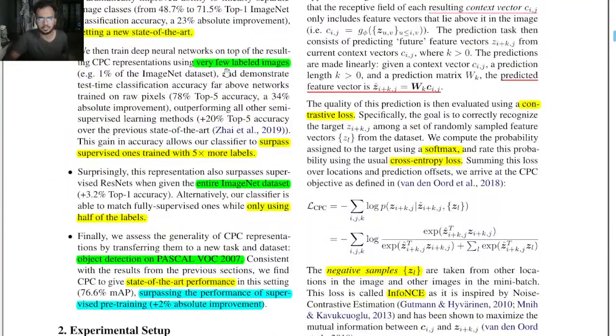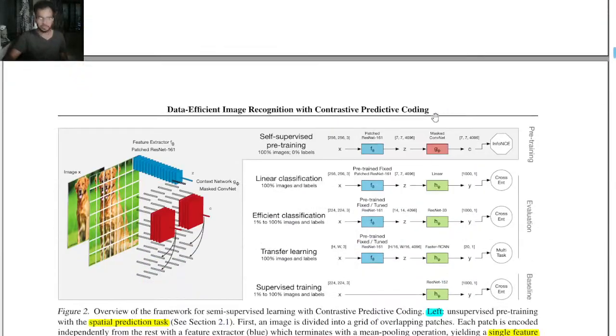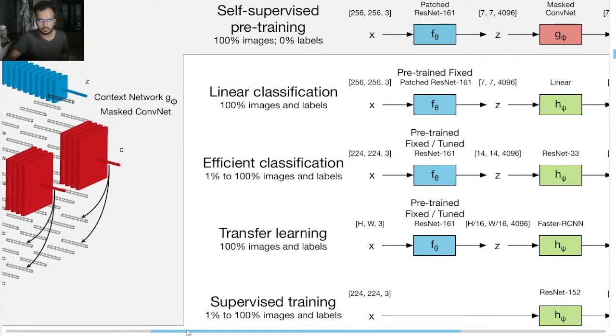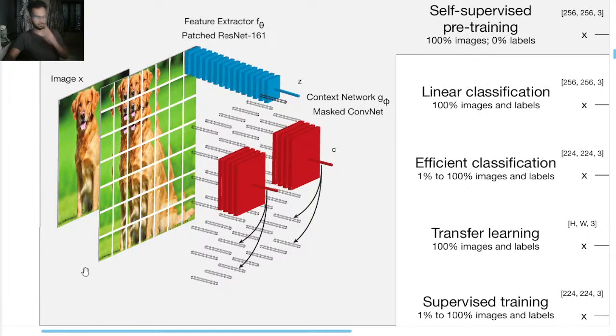So how do they do it? We'll get to the model. They have an input image X. They make overlapping patches of it, and then every single patch. So right now we are talking about how CPC works to train the model in an unsupervised fashion. So this is the algorithm.